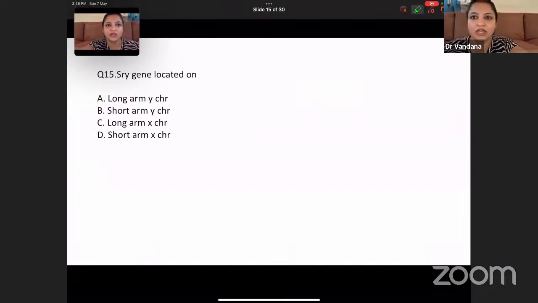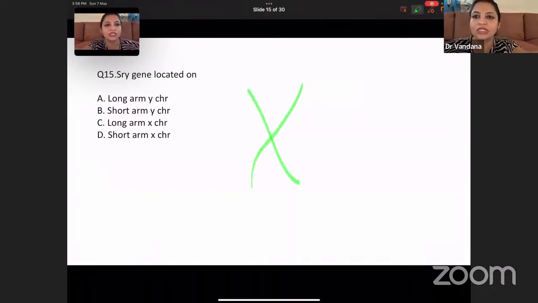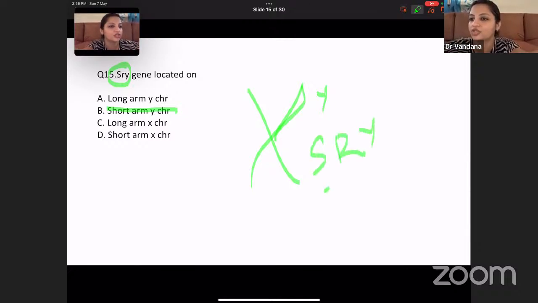SRY gene. If you've seen the image, you will not forget it. Short arm of chromosome Y. Remember, the SRY region is typically present on the short arm of Y. This was just a one-liner question. SRY is present on the short arm, and the name itself says short arm of Y. If you have learned this by trick, you will never forget it. That is the SRY gene. Let's go to the next question here.